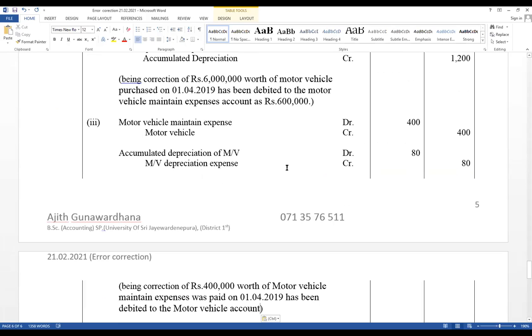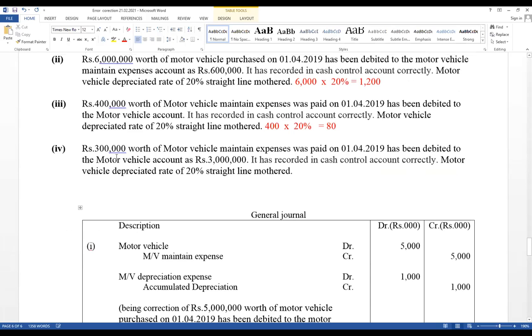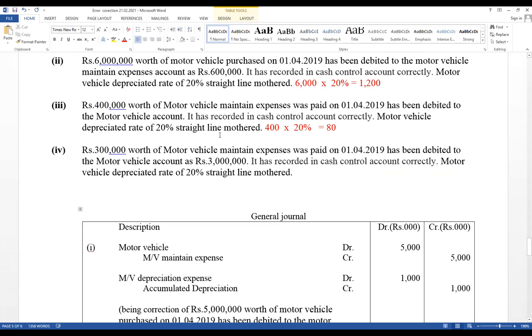Let's think about the fourth one. The fourth one also, think about it the same way, but there is a small difference. Read carefully. Rupees 300,000 worth of motor vehicle maintenance expense was paid at the beginning of the year, but has been debited to the motor vehicle account as 3 million. Think about maintenance expense 300,000, but it has been debited to the motor vehicle account as 3 million, though it has been recorded correctly in the cash control account.